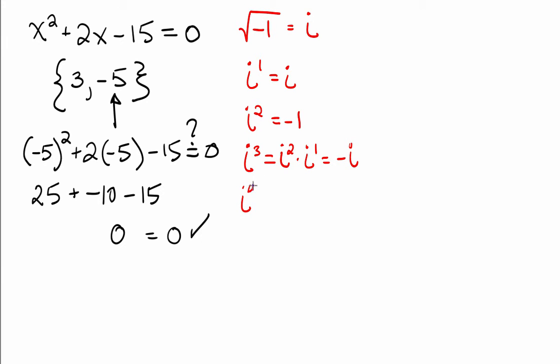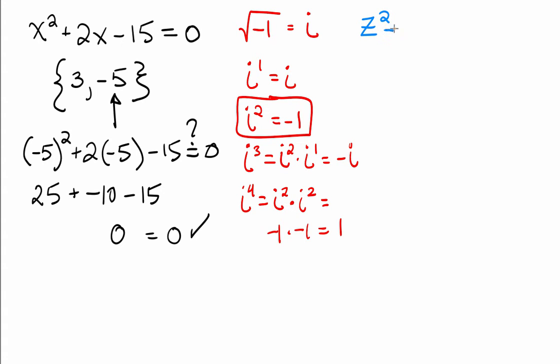And i to the fourth, which is equal to i squared times i squared, will be negative 1 times negative 1, which is 1. Now the key thing for the purpose of this video is to recall that i squared equals negative 1. Now on to the specific example for this video.